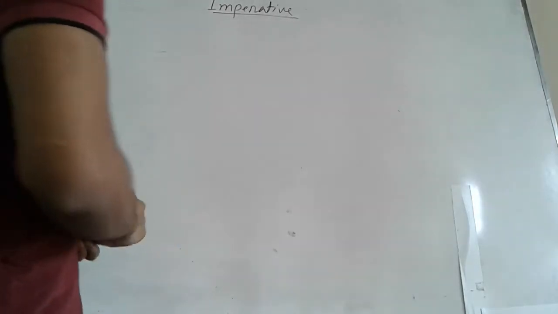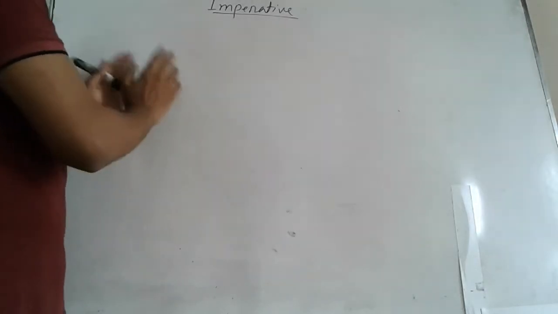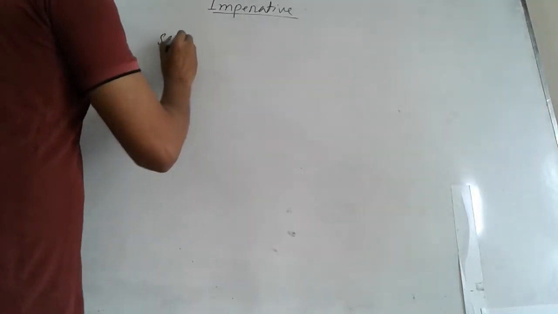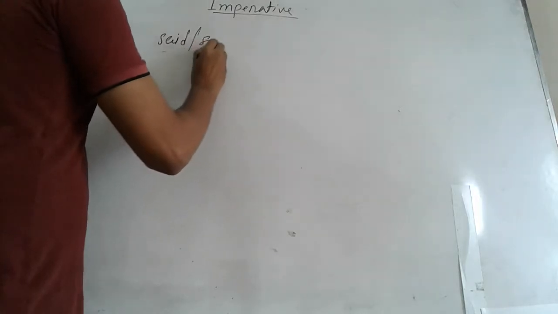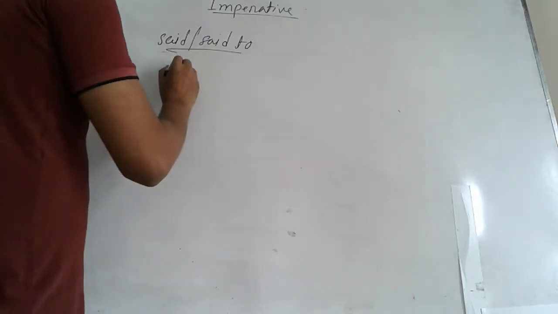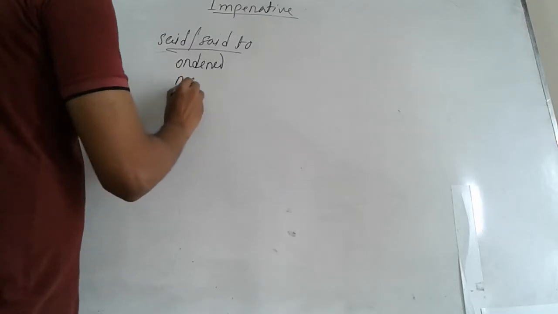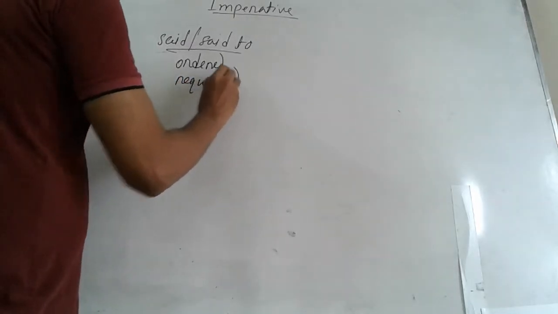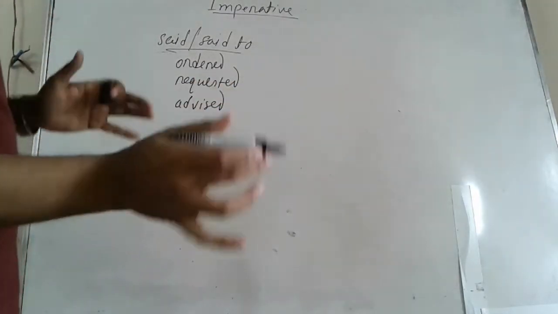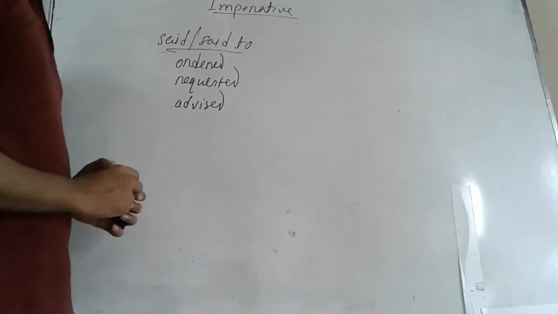So first, in the place of reporting verb or reporting speech, actually where you have said or said to, you should put either ordered or requested or advised. There are some other things you can put here, but you can almost do everything by these three.